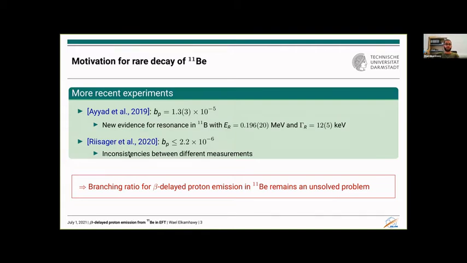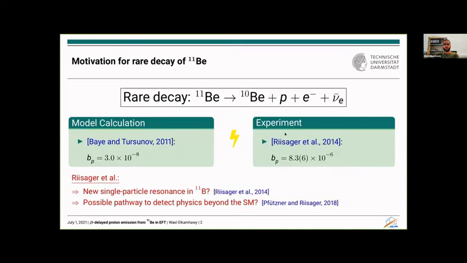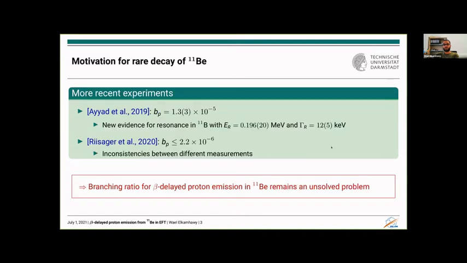They unfortunately found some inconsistencies between different measurements and therefore derived only an upper limit for this branching ratio, given by 2.2 times 10 to the minus 6. This value is in tension, for example, with the value by Ayyad and company, as well as with their own value from the experiment in 2014. So this shows that the branching ratio for beta-delayed proton emission in beryllium-11 remains an unsolved problem.